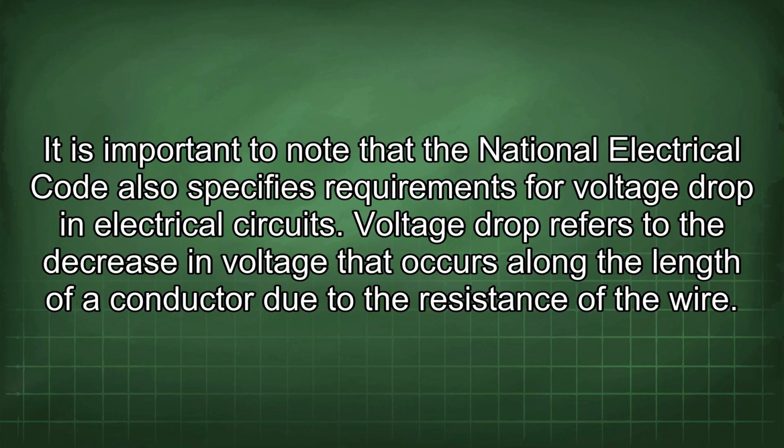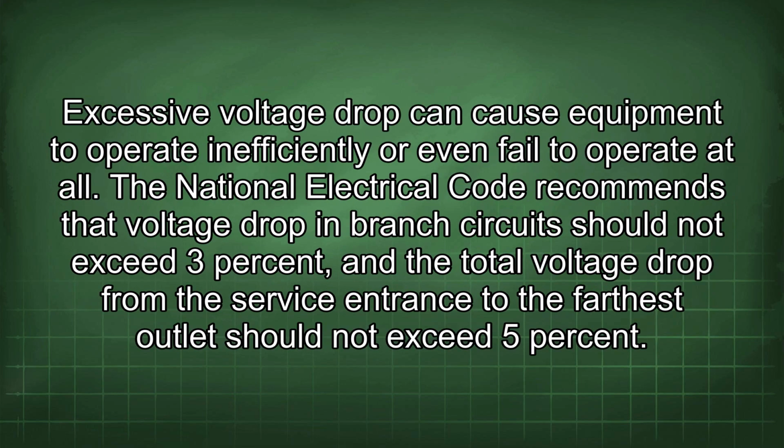Voltage drop refers to the decrease in voltage that occurs along the length of a conductor due to the resistance of the wire. Excessive voltage drop can cause equipment to operate inefficiently or even fail to operate at all. The National Electrical Code recommends that voltage drop in branch circuits should not exceed 3%, and the total voltage drop from the service entrance to the farthest outlet should not exceed 5%.